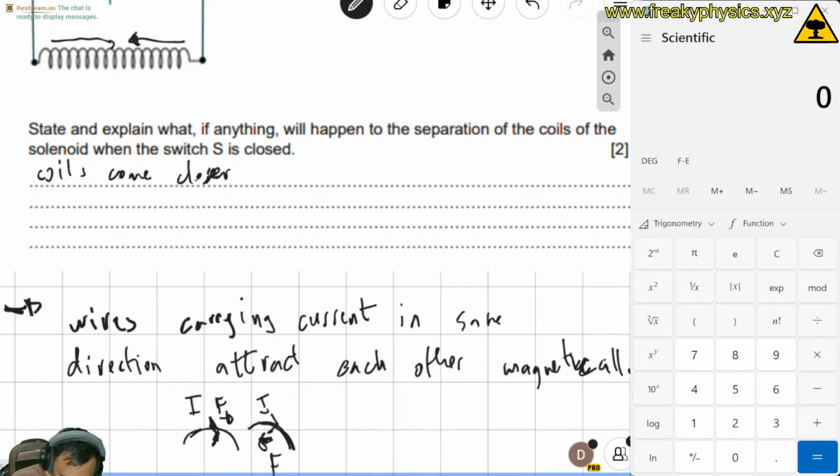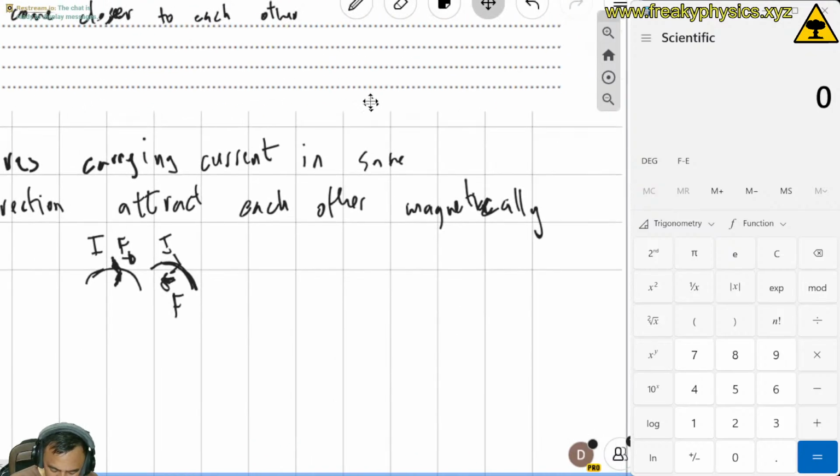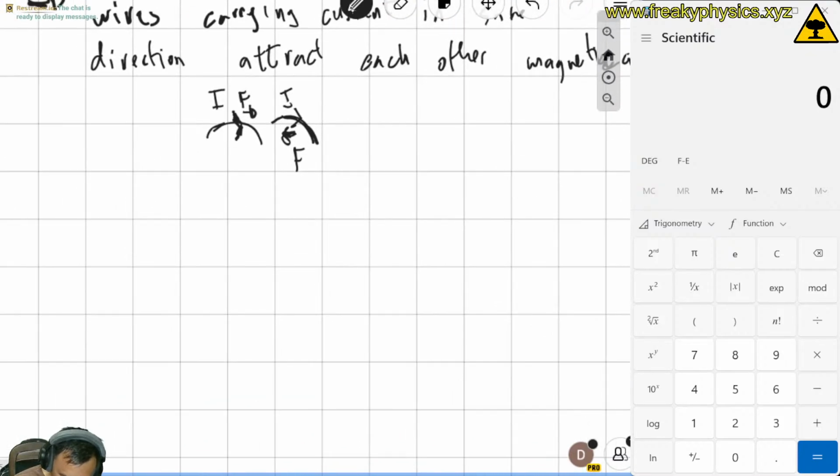Okay. So the coils come closer to each other. But let's go to the physics now. Why is that the case? Remember what we were doing last week. You remember this problem where you have x, y, and z? This is gonna be similar to that. I'm gonna show you how to do it, but for now, we're gonna erase z. We're just gonna look at x and y.